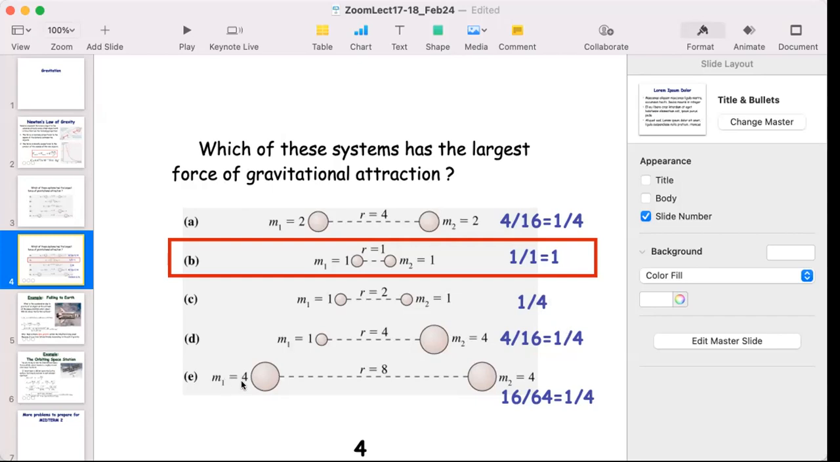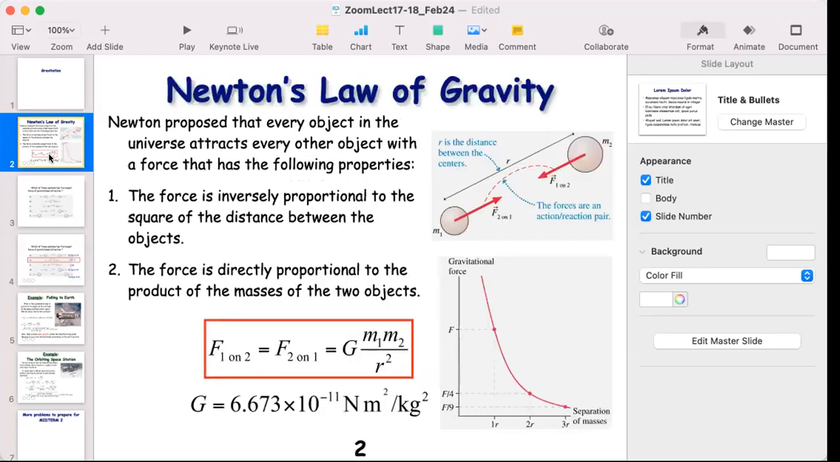And then again, this one is 4 times 4, which is 16. The distance is 8. So 8 squared is 64, and it comes to 1/4. So as you see, the biggest one, which one of these systems has the largest force of gravitational attraction, is this one. I hope it makes sense to you. If not, you can redo it considering the complete formula.